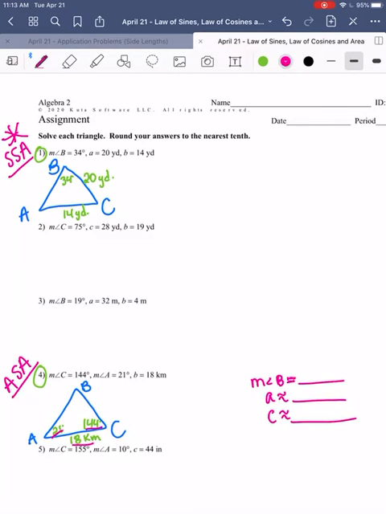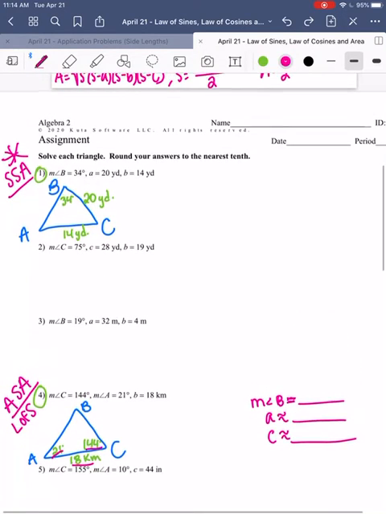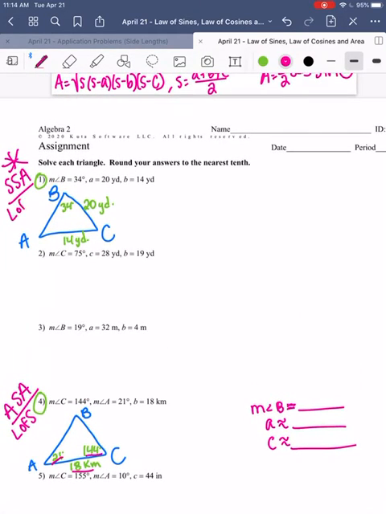And so you need to ask yourself, are you doing the law of sines or are you doing the law of cosines? Well, ASA tells us law of sines. Okay, and so then I'm going to do 18 over sine, etc. Okay, I'll let you finish that. So you kind of get how we're going to do this. I should have put this law of sines.